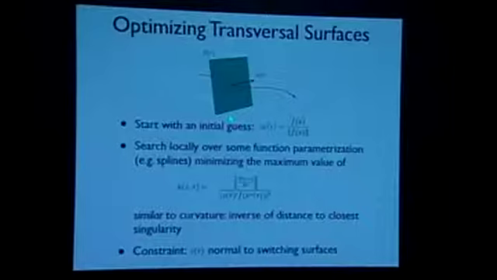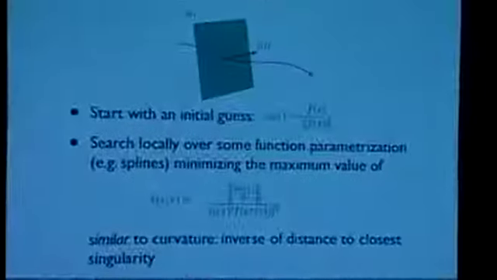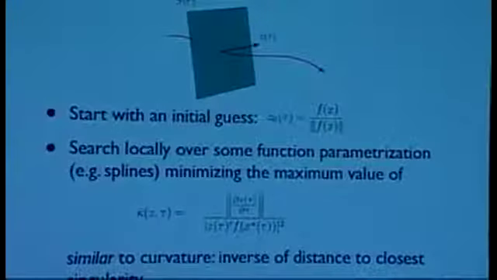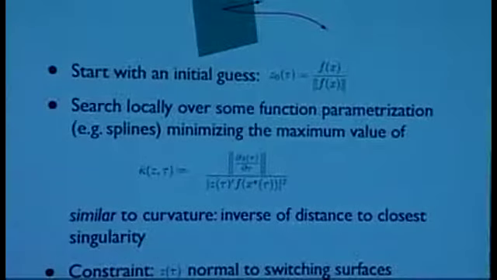So we're going to start with an initial guess that we're going to have orthogonal transversal surfaces, but we know that's probably not right. And we're going to search locally over some function parameterization, like splines, minimizing the maximum value of this curvature-like function. And it's a bit like curvature, because what it defines, for these z's being parallel transported along the orbit, is the closest point in the state space at which a singularity could occur. So we're going to push that out as far as we can.